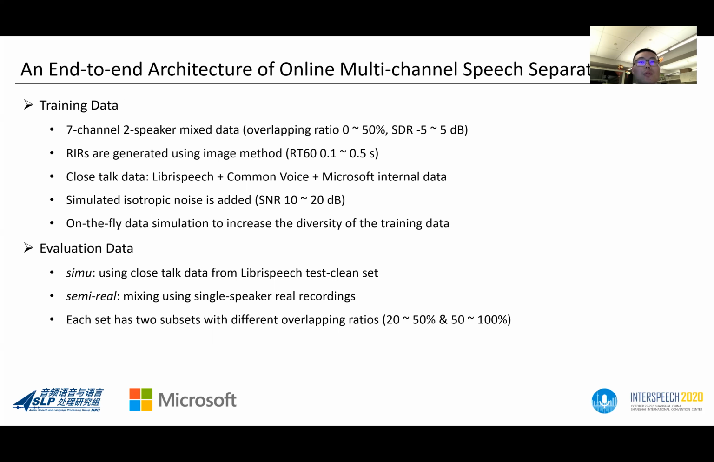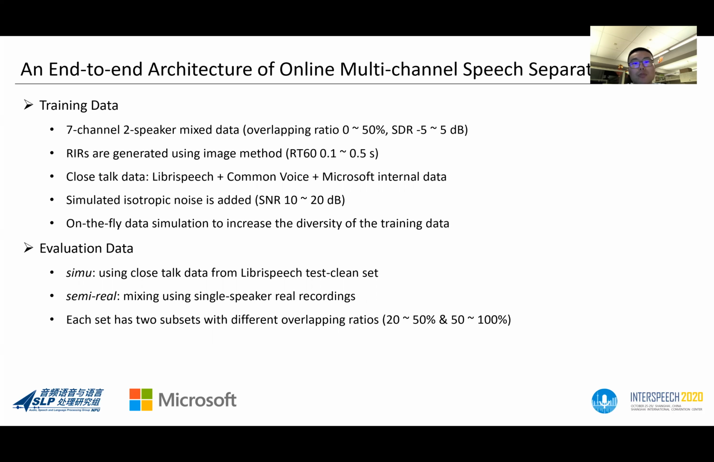The proposed system was trained with multi-channel artificially mixed speech. The close-talk signals were taken from two open source datasets, Interspeech and Common Voice, as well as Microsoft's internal dataset. 7-channel signals were simulated by convolving clean speech signals with artificial room impulse responses generated using the image method. The RT60 times were uniformly sampled between 0.1 and 0.5 seconds.